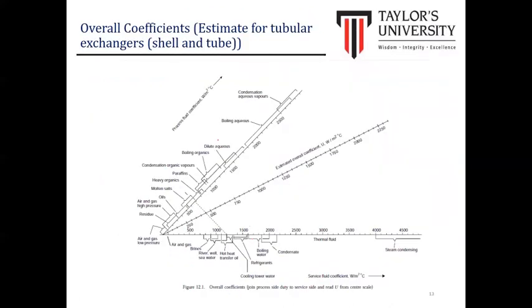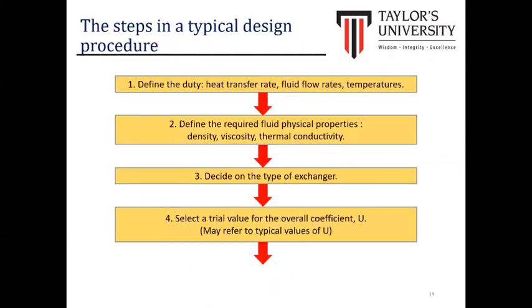Otherwise, we may refer to this diagram that is applicable for shell and tube type. For example, if we use cooling water and our second fluid, related to the process fluid coefficient, is oil, you may drag from cooling water to this, and then we can estimate the value of U.